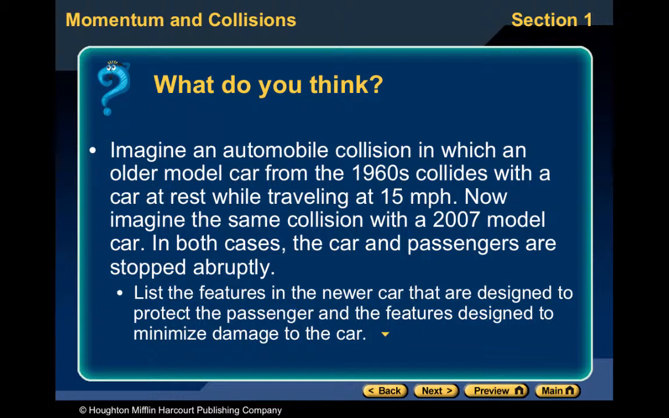What features in the newer car are designed to protect the passenger, and what features are designed to minimize damage to the car? So in the 2007 car, you're probably talking about airbags, maybe some seatbelt stuff. What about the design to minimize damage to the car? Made out of different materials and stuff. So think about how a collision would be different between those two situations.